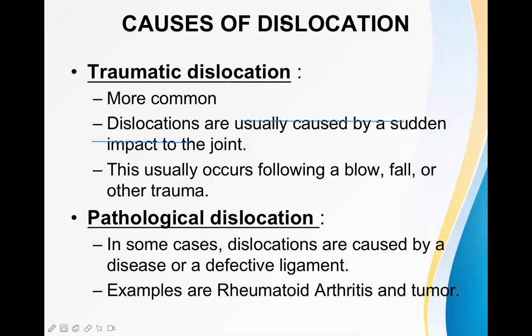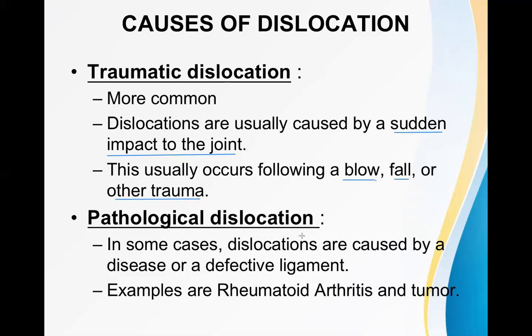Now, what are the causes of a dislocation? Let's talk about them. The two important causes of dislocation are traumatic and pathological dislocation. Traumatic is much more common than pathological. In this condition, dislocations are usually caused by sudden impact to the joint. For example, you are traveling in a car, a motorbike or a bus, and you suddenly suffer an accident. That is what sudden impact is all about. This usually occurs following a blow, a fall or other type of trauma.